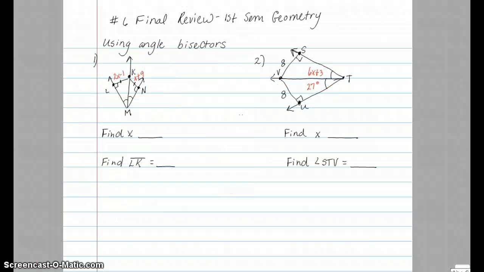So this is problems 1 and 2. You've done this before, so I think you can do it without me actually doing it first. We'll find the value of x, and then find the length of segment LK. And on number 2, also find the value of x, and then find the degree measurement of angle STV. When you're finished, go ahead and turn it back on again and check your answer. Go back and look at the first page of the notes or of the recording, and that will help you if you're having any troubles.